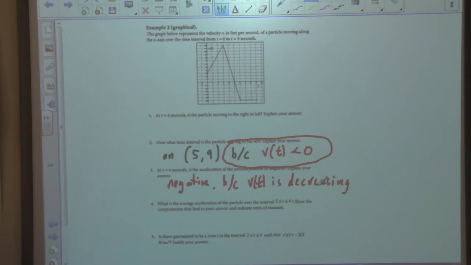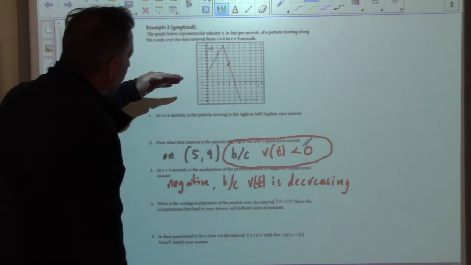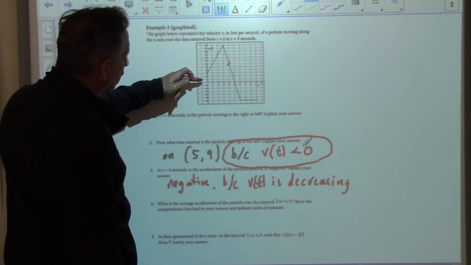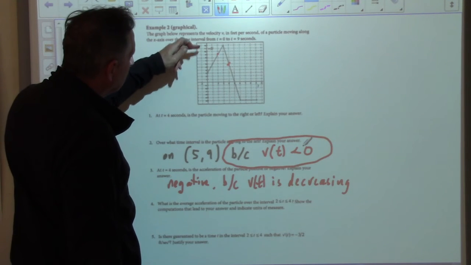What is the average acceleration of the particle over the interval from 2 to 4? And show the computations that lead to your answer and indicate the units of measure. So here we have 2, and here we have 4. I'm trying to see what's on the axis here. I guess I just have to assume these are just one unit apart here.